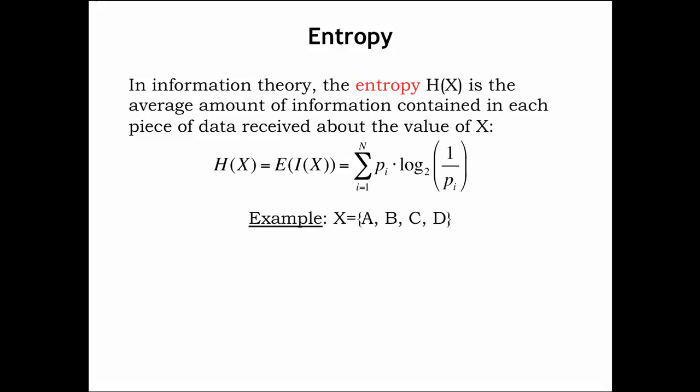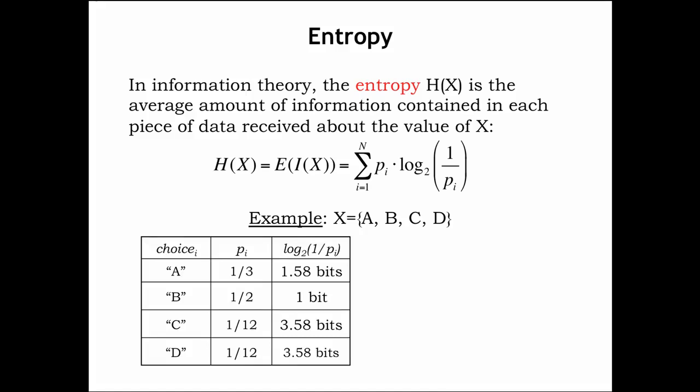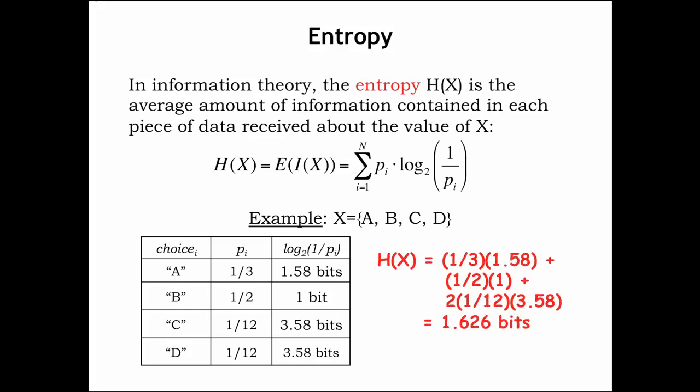Here's an example. We have a random variable that can take on one of 4 values, A, B, C, or D. The probabilities of each choice are shown in the table, along with the associated information content. Now we'll compute the entropy using the probabilities and information content. So we have the probability of A, 1/3, times its associated information content, 1.58 bits, plus the probability of B times its associated information content, and so on. The result is 1.626 bits.